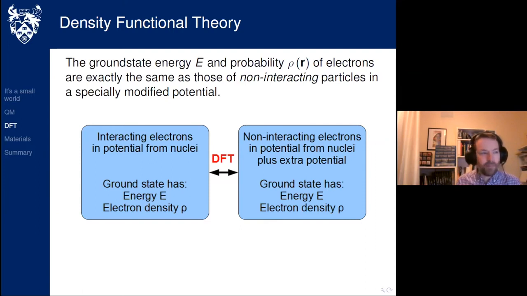But there's another system where the electrons don't interact with each other directly, and they move in the potential that the nuclei feel, and also a slightly modified potential. We have to add an extra potential, but as long as we add the correct extra potential, that system also has the ground state energy E, lowest energy state E, and the probability distribution given by the same function rho. And density functional theory shows us that these two systems are identical, and it tells us that this extra potential we've added to make them the same exists, that it's there to be found.